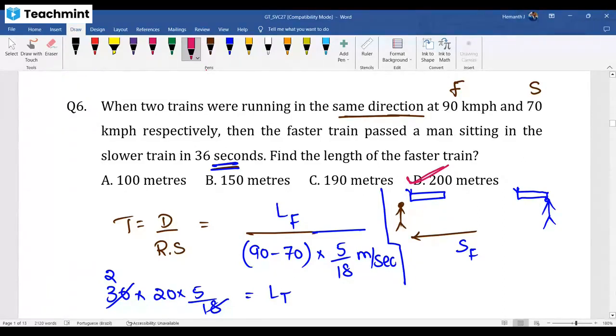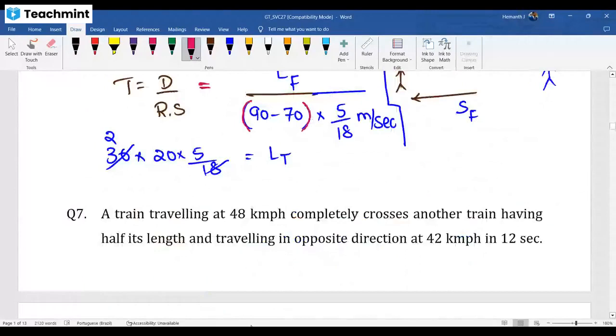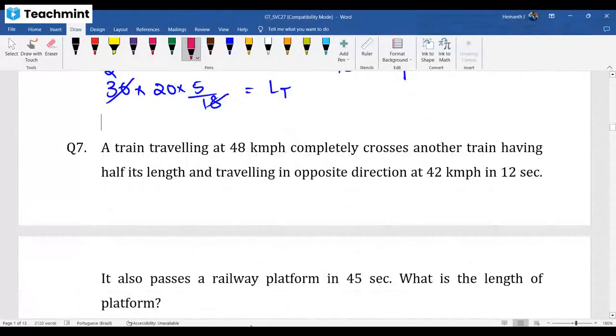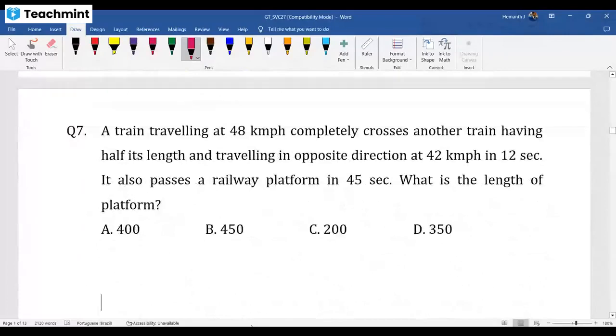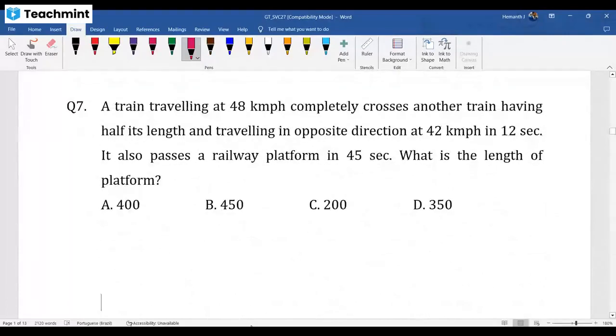And as both objects are moving, we consider both for distance. In the same direction, speeds must be subtracted. In the opposite direction, speeds must be added. So we are recalling time and distance. Right. Let's see the next question, one more related to time and distance. Previously it was the same direction, now opposite direction.